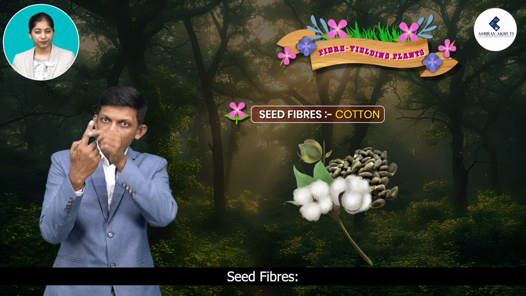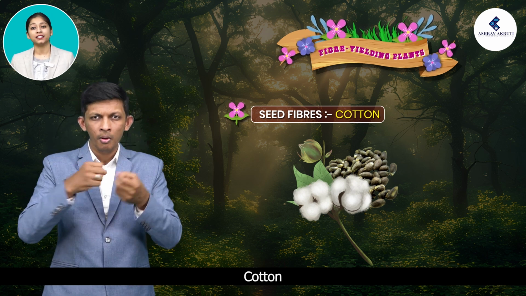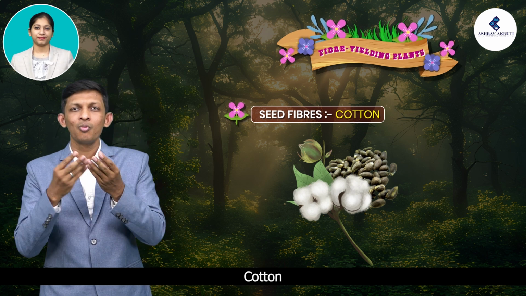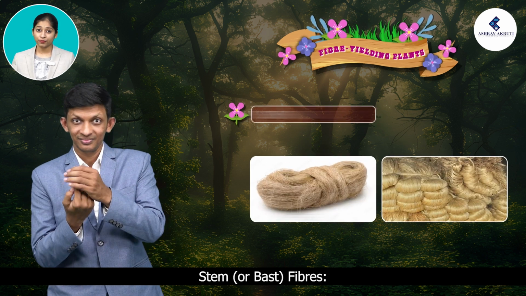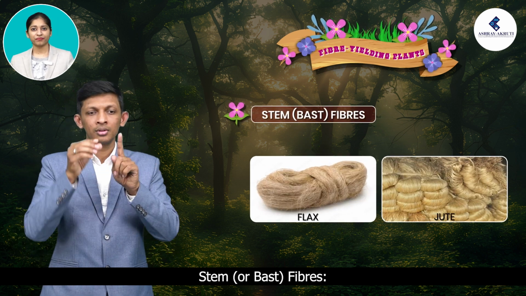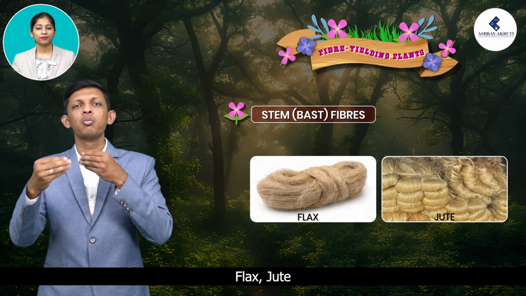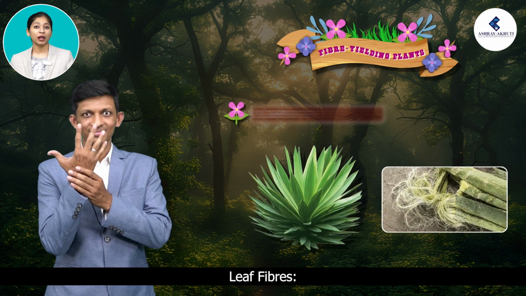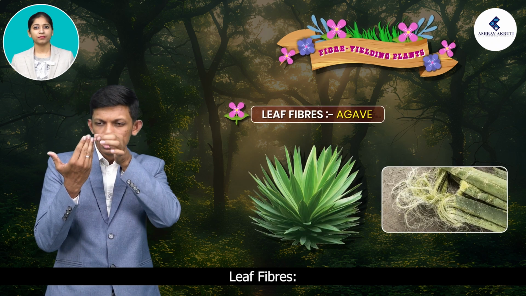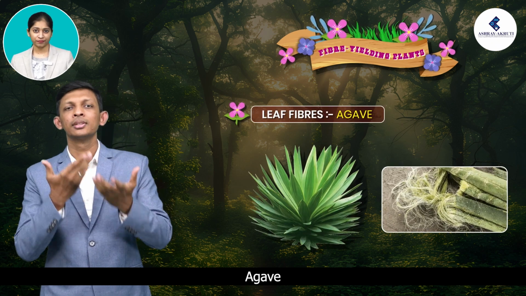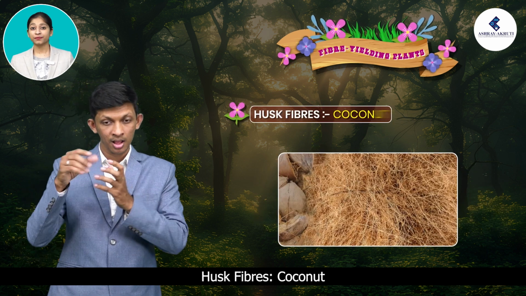Based on plant parts. Seed fibers, cotton. Stem or bast fibers, flax, jute. Leaf fibers, agave. Husk fibers, coconut.